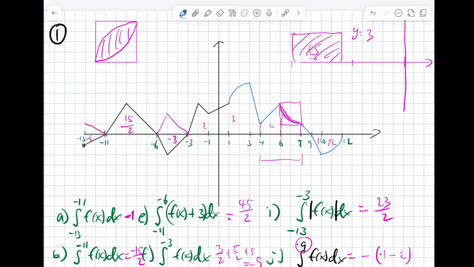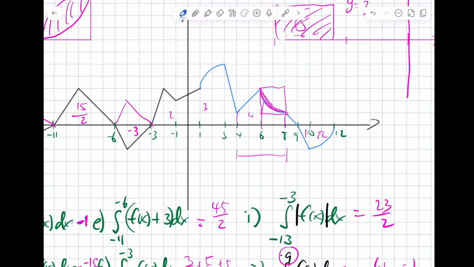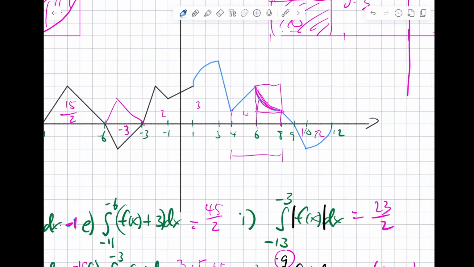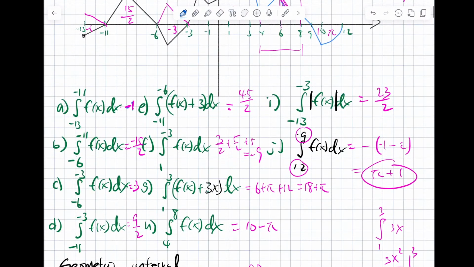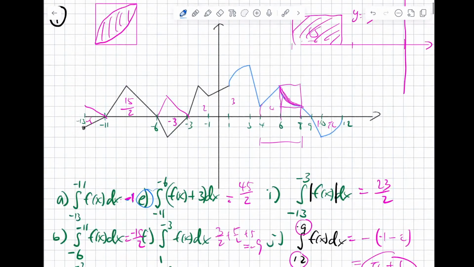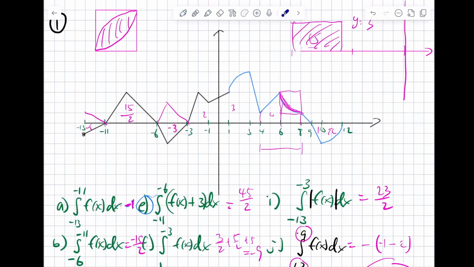Yes, Damien. E. Okay, let's go to E. E is 45/2, from -11 to -6. This +3 doesn't mean it's +3. The reason why is this graph, guys, I cannot talk over you. So this graph is going to go up by 3. So that means it's going to go up like this.